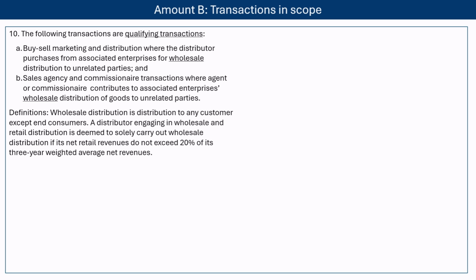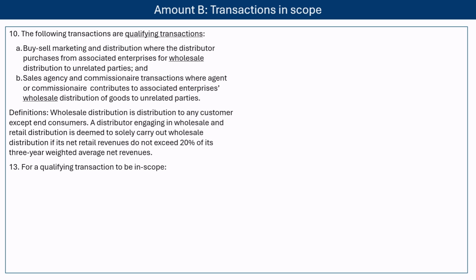And then the guidelines define what wholesale is. It says wholesale distribution is distribution to any customer except end customers. A distributor engaging in wholesale and retail distribution is deemed to solely carry out wholesale distribution if its net retail revenues do not exceed 20% of its 3-year weighted average net revenue. So when you do sell to consumers, but it is less than 20% of your total average net revenue over the past 3 years, you are still in scope for the transactions. But that's not the end of the story.